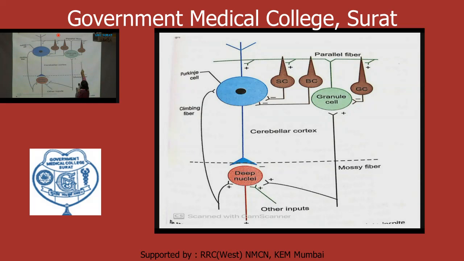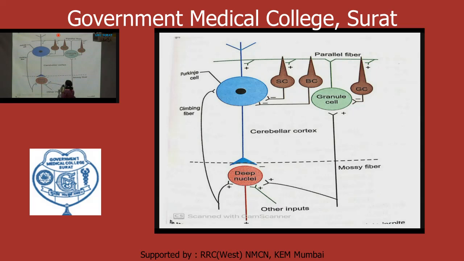And these stellate cells and the basket cells, they are inhibitory to Purkinje cells, and this type of inhibition is known as feed-forward inhibition. So, the deep nuclei are receiving three outputs, two excitatory and one inhibitory. Excitatory from climbing fibers and the mossy fibers.